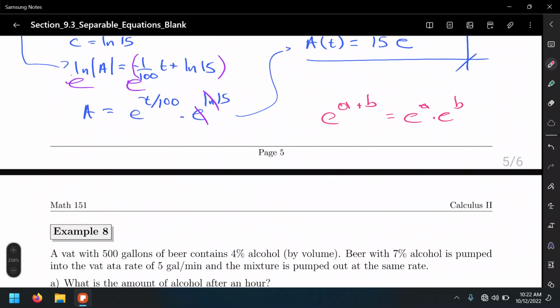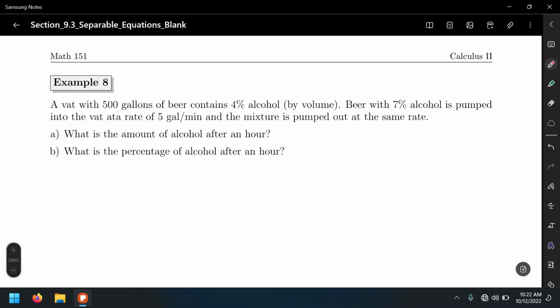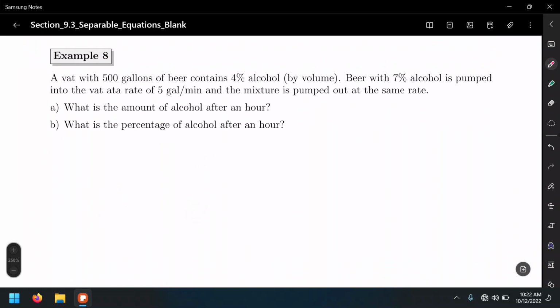Okay, so let's move on to the next example. So what do we have? We have a vat with 500 gallons of beer containing 4% alcohol by volume, and beer with 7% alcohol is pumped into the vat at a rate of 5 gallons per minute, and the mixture is pumped out, of course, at the same rate. So there's a couple of questions. What is the amount of alcohol after an hour, and what is the percentage of alcohol after that same time?